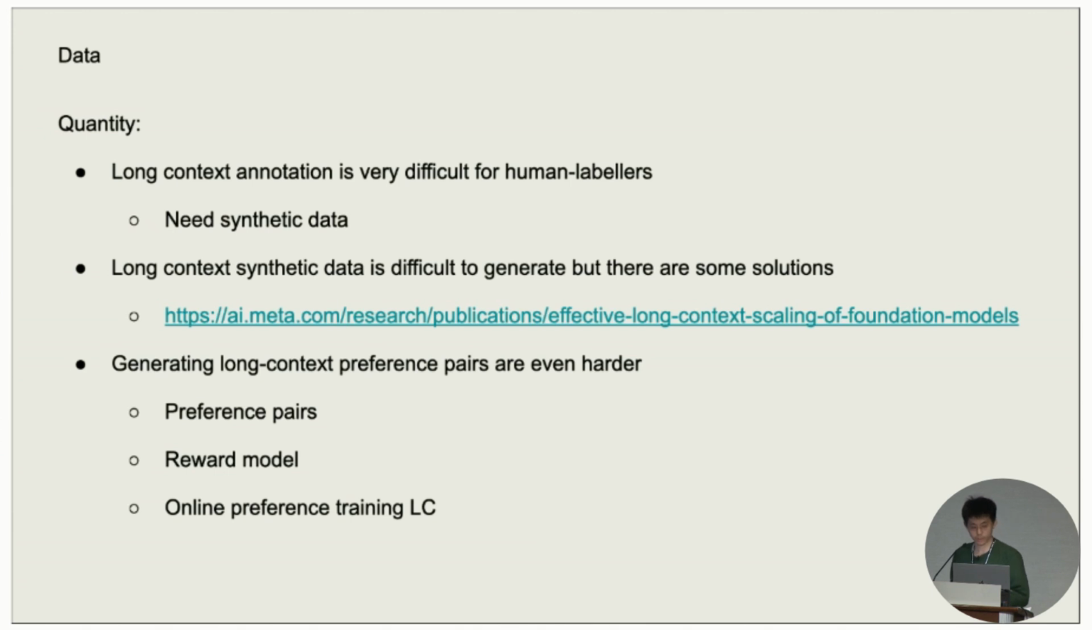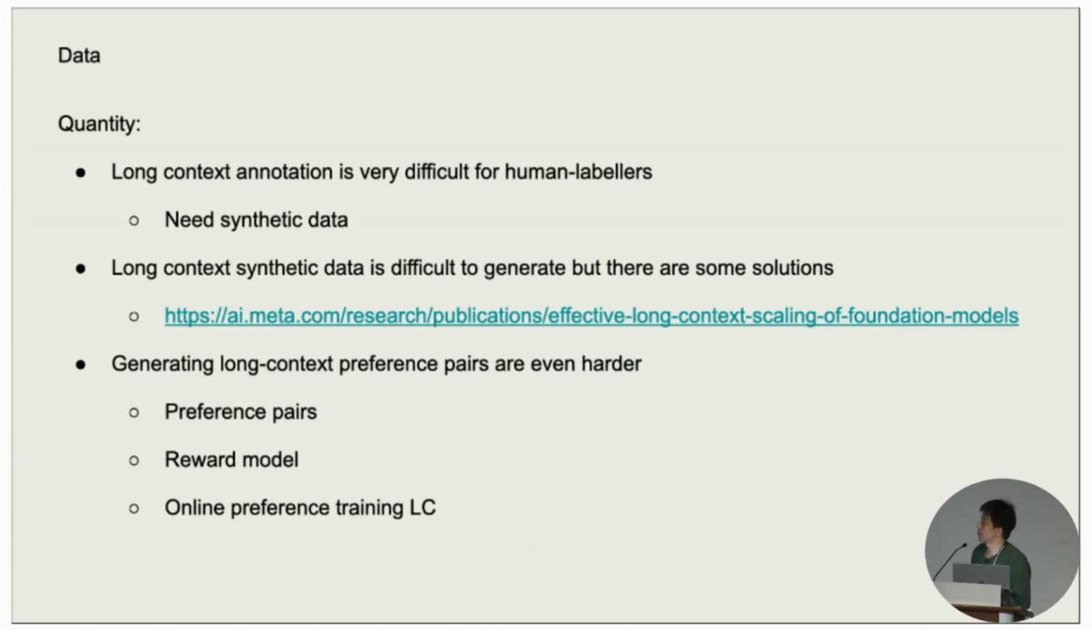So based on this, we need some synthetic data to help us balance the data mixtures. Long context synthetic data is also difficult to generate compared to short data, but there are some existing solutions on how we generate this. I'm not gonna go into details, but I linked the paper, which is research done by Meta, about the practices.